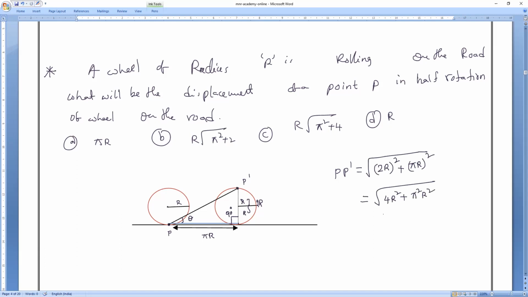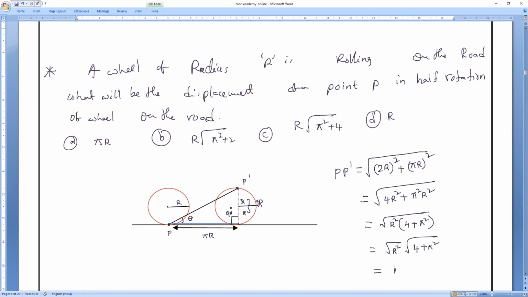Verify it, everybody. So what will it come to? In both, R square is common. Can I take R square common? R square into 4 plus pi square. Now be very careful, observe. Can I write this as root R square into root of 4 plus pi square? Is it right or wrong? Everybody? All of you respond.